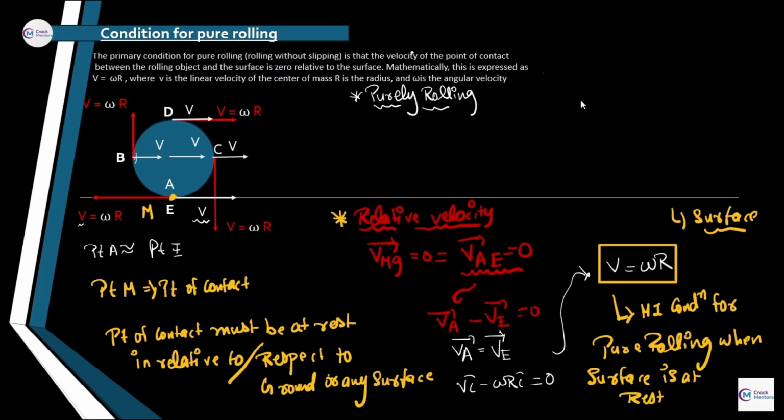Now the most important thing we have done. Sir, there is a doubt. And what is that? The doubt is very simple. If the surface is moving, then how are we going to solve the condition of pure rolling? And if the velocity is greater than omega r, then how are we going to solve it?